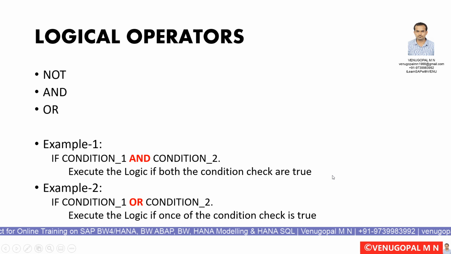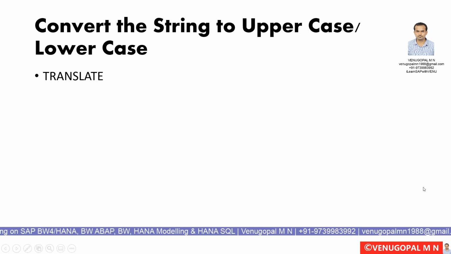So maybe that's all for today. In the next session, we'll see a couple more examples, like how to translate a value to uppercase or lowercase, or how to remove spaces in between a value. Because all these things will come up as real-time requirements in your BW transformation. Assume that in your source you are getting the name in lowercase. You want to convert everything into uppercase before loading data to the target.